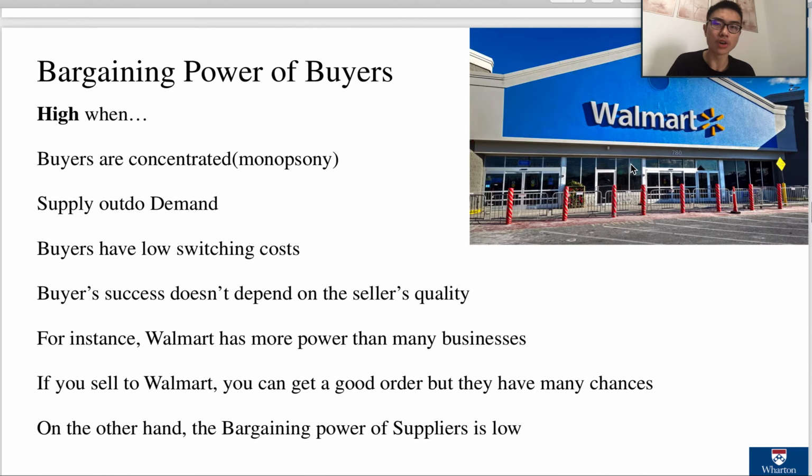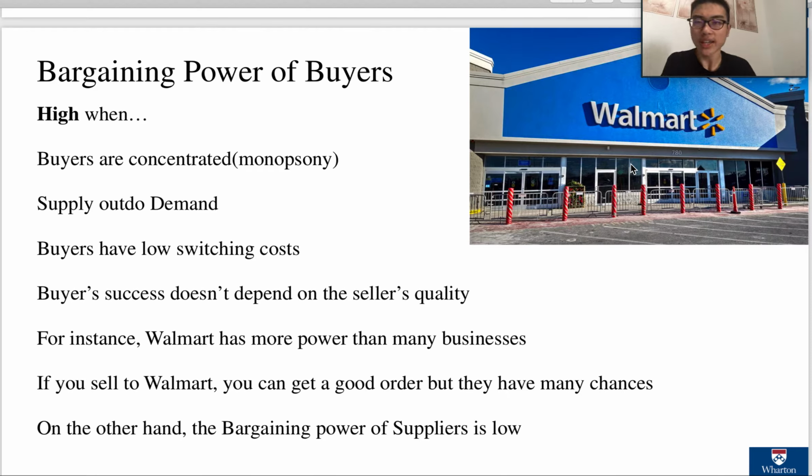Okay, now moving on to the bargaining power of buyers. Bargaining power of buyers is about the price that the buyers can get. If the buyers are able to get a low price, then we consider that they have a high bargaining power. But if they have to follow the price set by the suppliers, which is relatively high, then I'll say the bargaining power of buyers is relatively low.